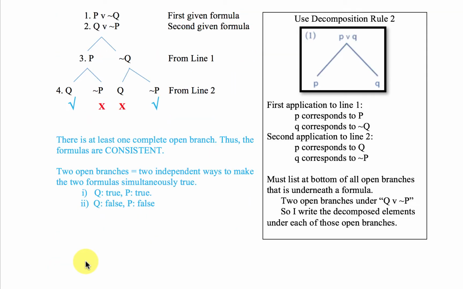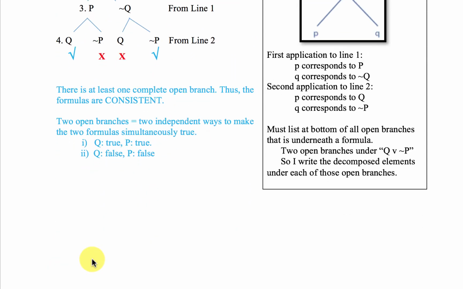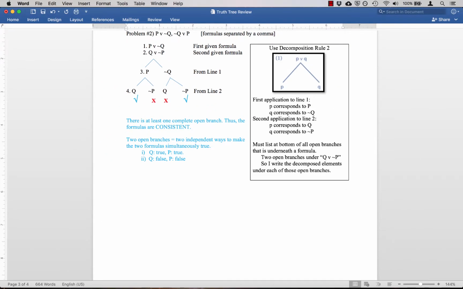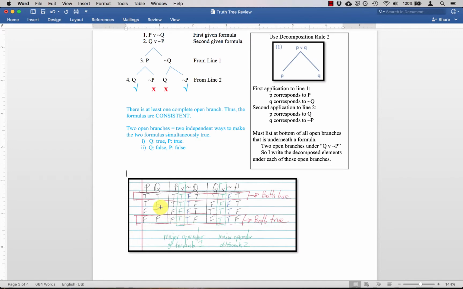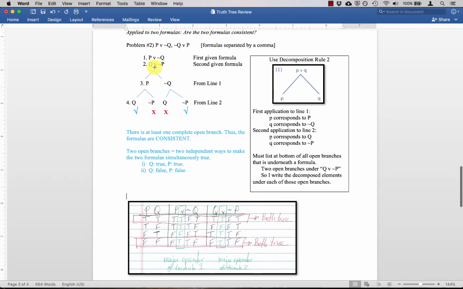If you have any doubts whether this is actually working, you can look at these 2 formulas using the truth table method. So here I've handwritten a truth table for these 2 formulas. We have 2 sentence letters, so we need 4 rows. And if we look across, this is how the truth table matches up to the truth tree. We can see here are the major columns in boxed green for each of the formulas. And you ask yourself, when are they true at the same time?